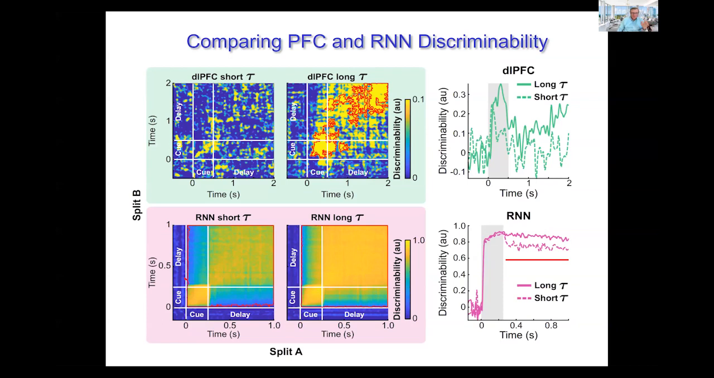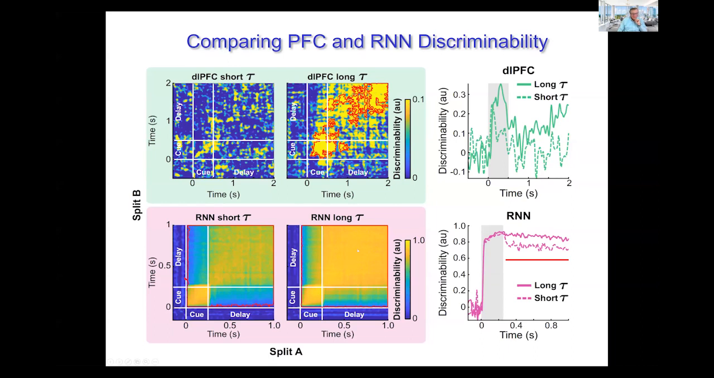First, there's another measure we use, which is discriminability. The question is, if you just had access to the activity pattern during, say, the delay task, and tried to predict what was the first stimulus, how well could you do? So this is how well you can do with the prefrontal cortex data. And you can see here the yellow is basically good discriminability.